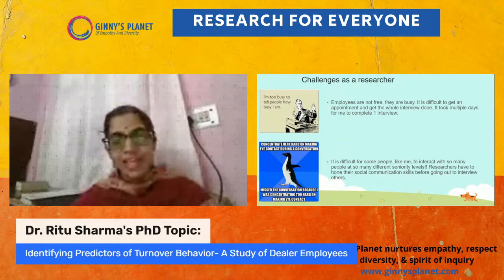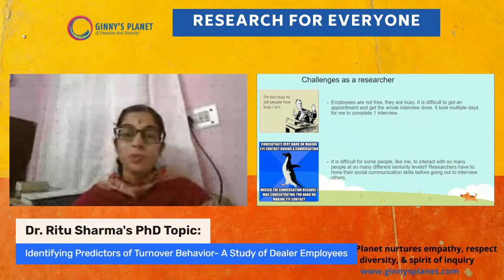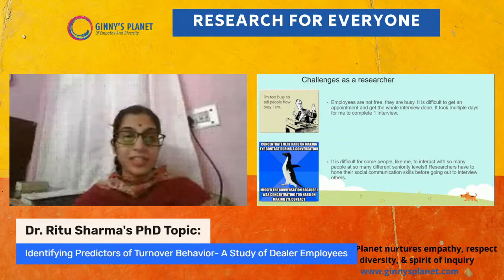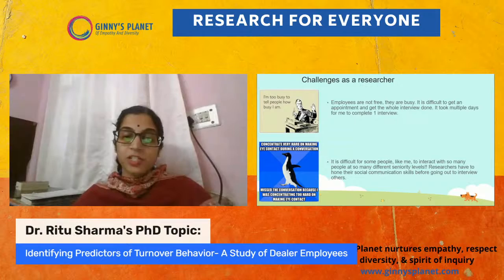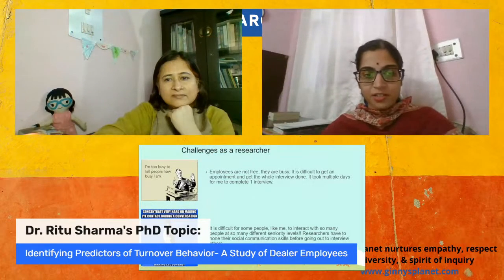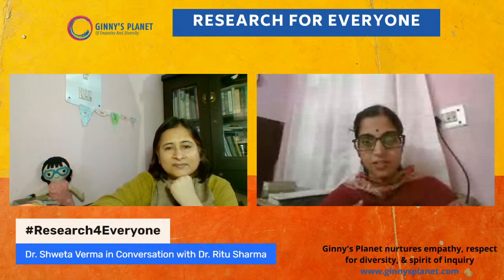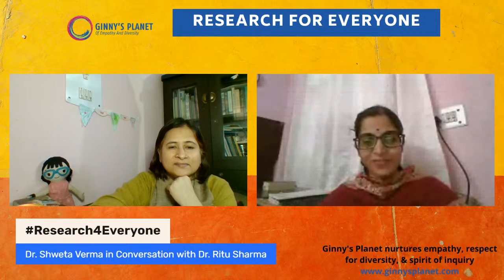The second challenge I faced was that it's difficult for some people to interact with so many different kinds of people at so many different levels. I had to meet directors, senior managers, general managers, employees, customers, so many different people. It was very difficult for me. There are different types of personalities, and I am a person who does not interact well with strangers. So my advice to young learners and young researchers would be to practice with people, practice communication, practice those social skills so that you don't face the challenges which I faced.